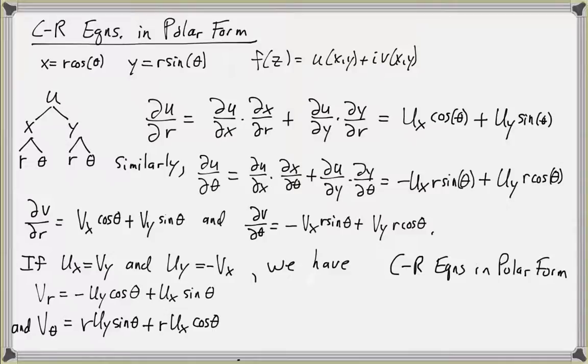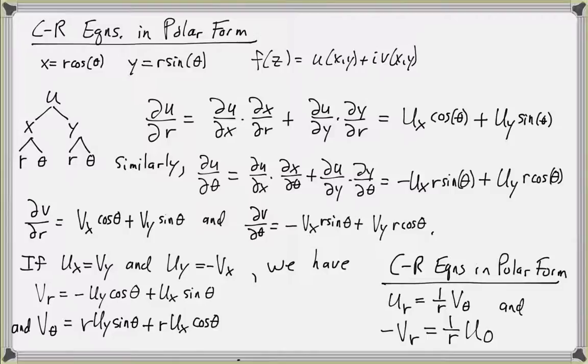So in polar form, we have the following. The derivative of u with respect to r equals 1 over r, the derivative of v with respect to theta. And from our calculations, we see that negative derivative of v with respect to r will be 1 over r times the derivative of u with respect to theta.